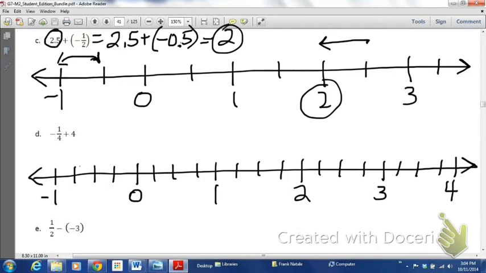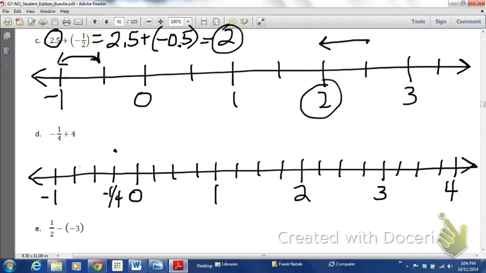Okay, D, negative 1/4 plus 4. Here we are at negative 1/4. Again, I've divided my number line up into segments of fourths, so I can see it very clearly. This is my negative 1/4. That's where I start and head over 4. So I'm going to go over 4.